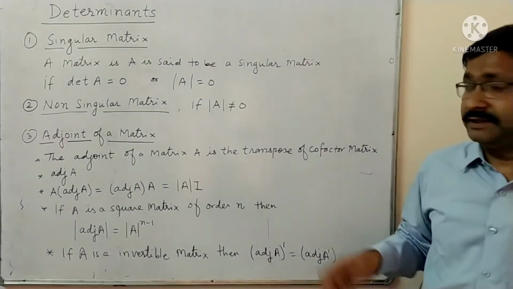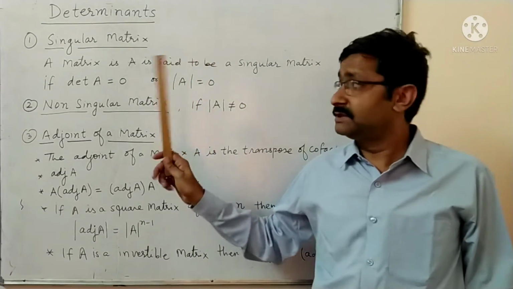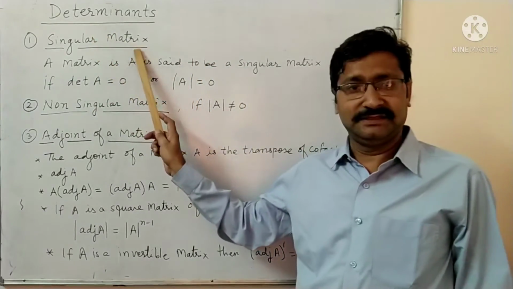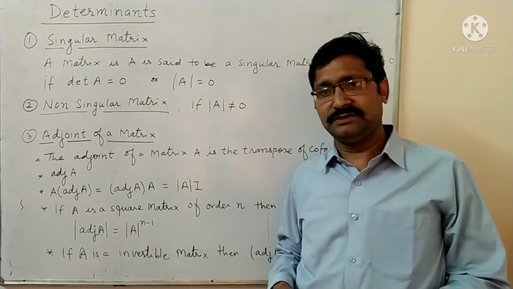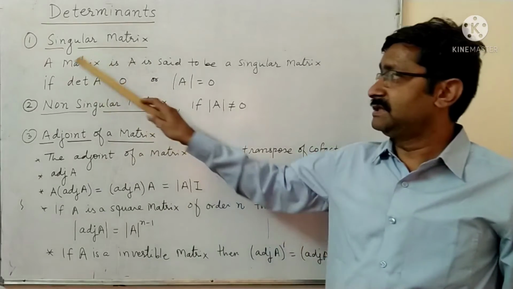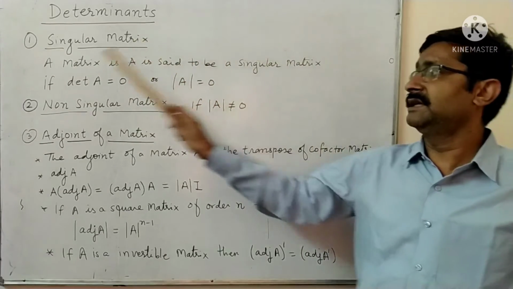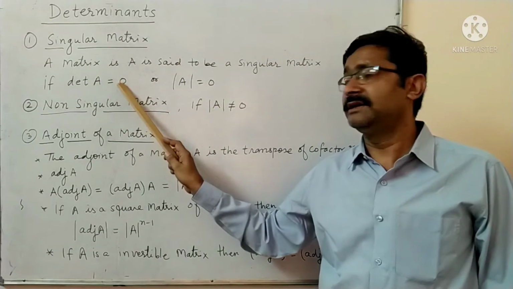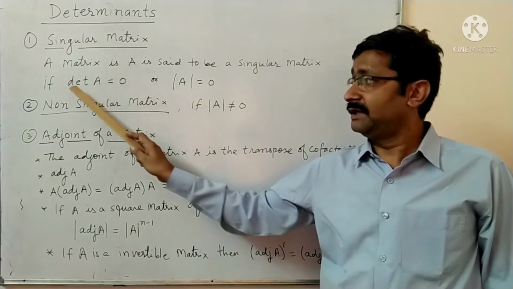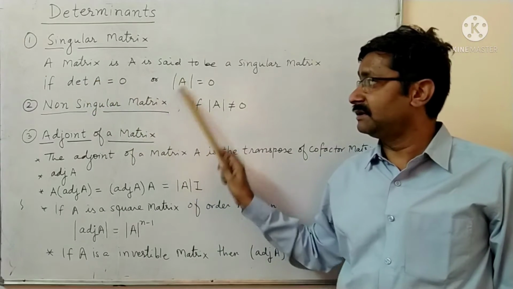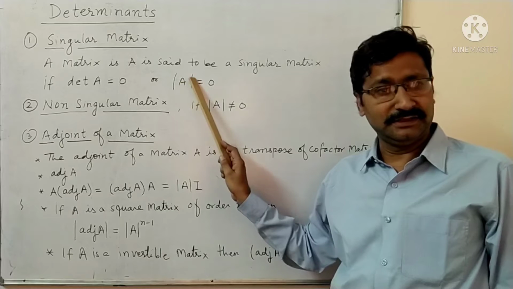Look at this. In determinants, some notes we will do first. Singular matrix. A matrix is given and it is called a singular matrix. It means a matrix A is said to be a singular matrix if determinant A equals 0. You can write this type also, determinant A, or you can use the sign of the determinant of A.